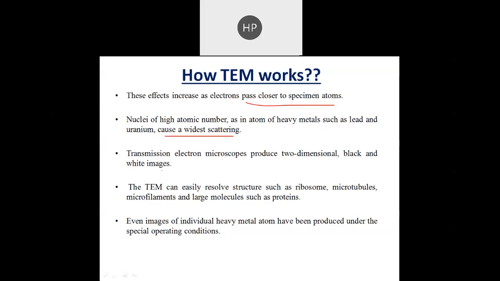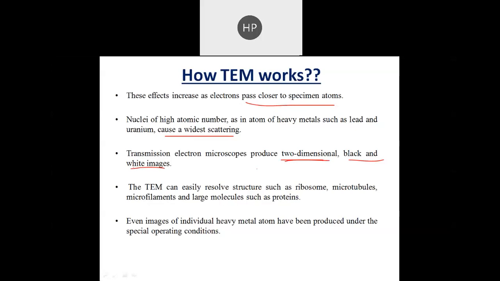And the transmission electron microscope produces a two-dimensional black and white image. Okay, so that is important. It will not give us depth. It will only be a two-dimensional image in the form of black and white, so that we can have some dark portions and some light portions.